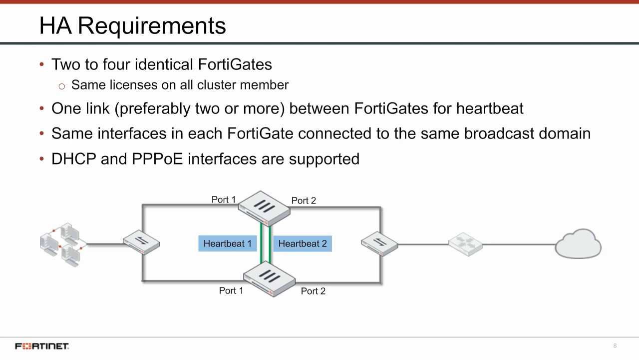Third, the same interfaces on each FortiGate device have to be connected to the same switch or LAN segment. Notice that in the example shown on the slide, the FortiGate devices are redundant to mitigate failure. But the switches and their links still are a single point of failure. As we will see later, you can also have redundancy in the network switches and links.